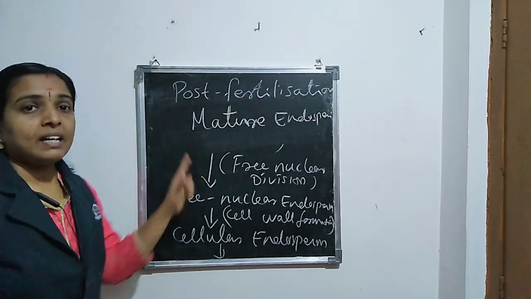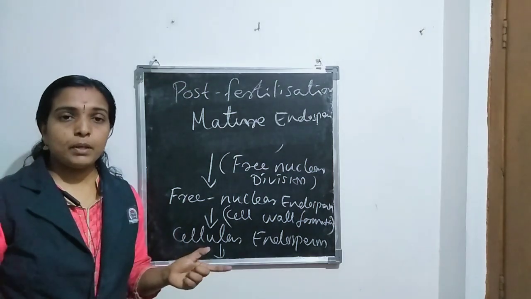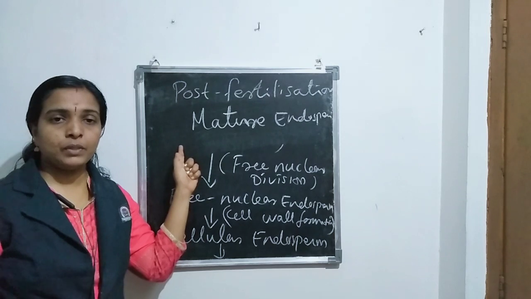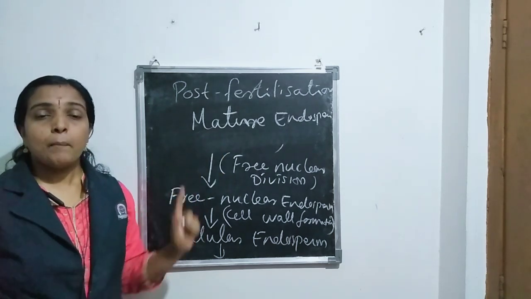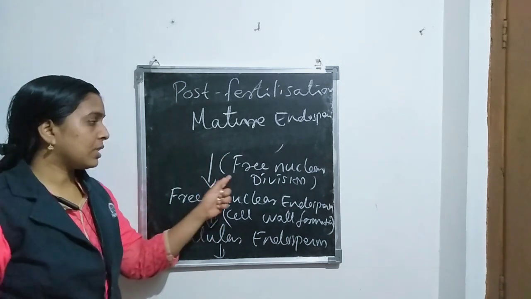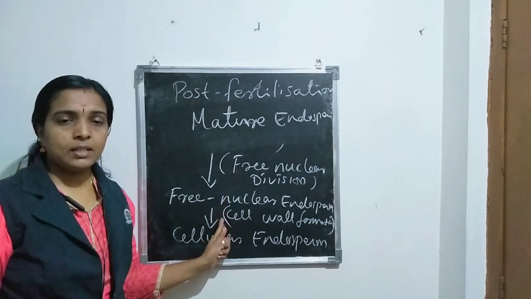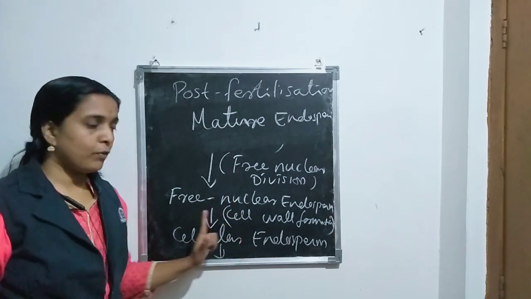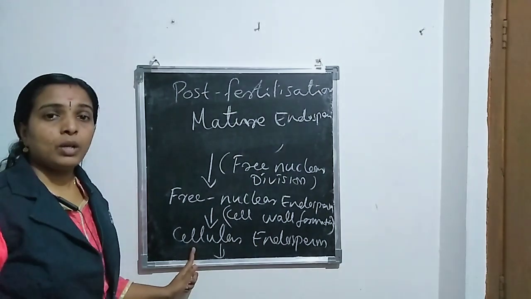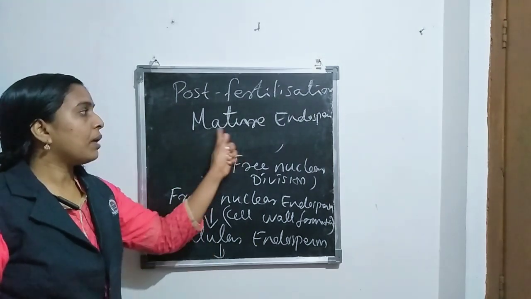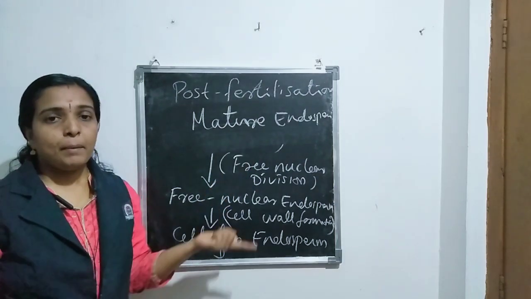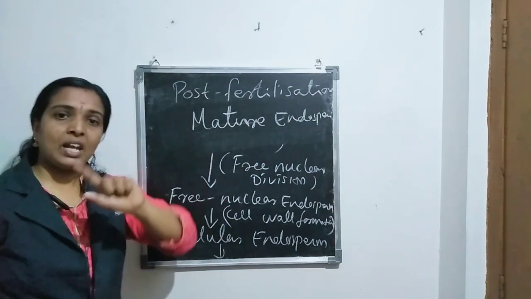That is the development of endosperm. You can write it like this in a flow chart. Development of the endosperm starts from primary endosperm nucleus. It undergoes free nuclear division, forming free nuclear endosperm. Then it undergoes cell wall formation, forming cellular endosperm, which undergoes changes and becomes mature endosperm. That is the development of endosperm.